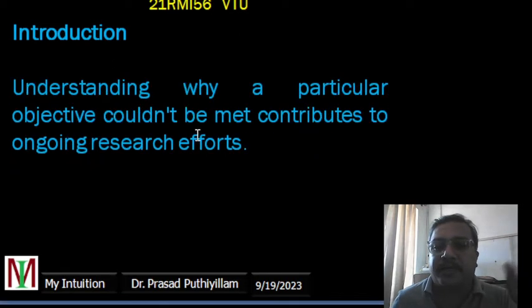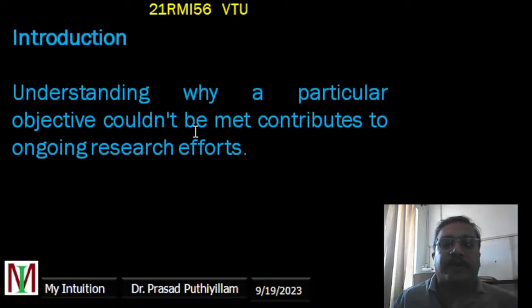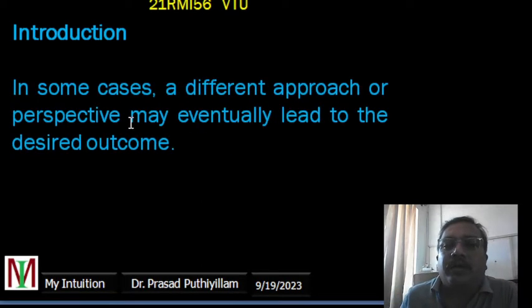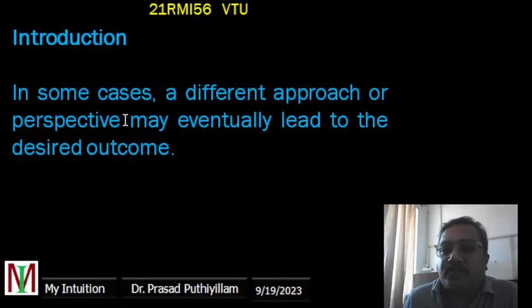So while writing a research objective, when you go for a research work, you need to specify what your objectives are. While framing the objective, you should keep these things in mind. Understanding why a particular objective couldn't be met contributes to ongoing research efforts. In some cases, a different approach or perspective may eventually lead to the desired outcome.